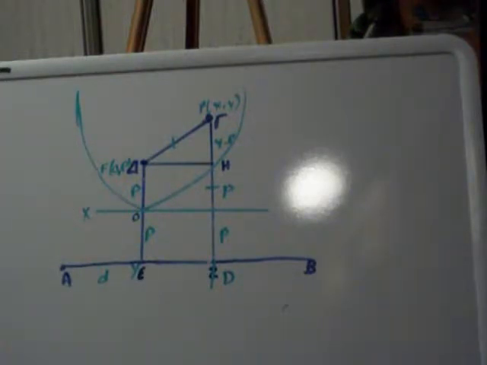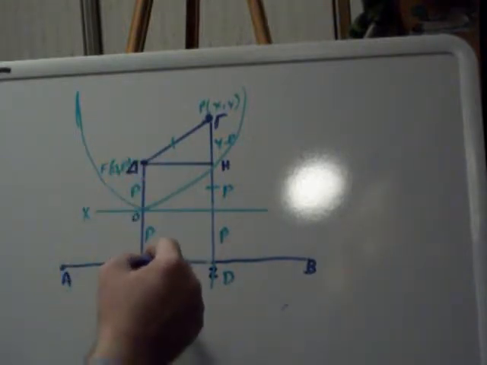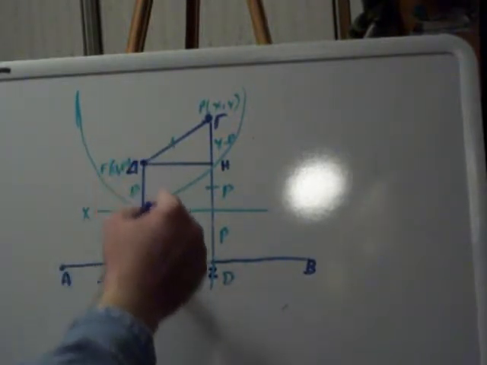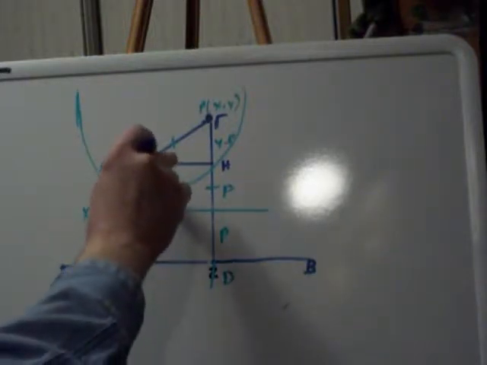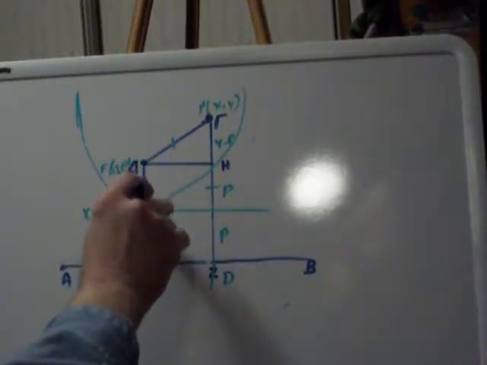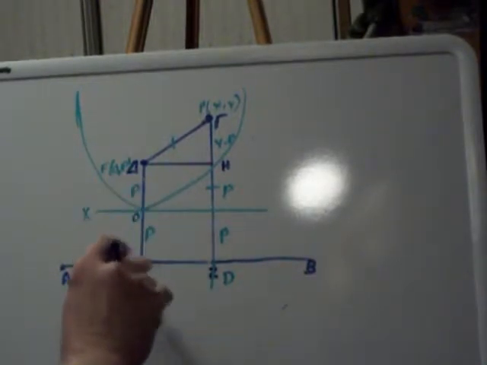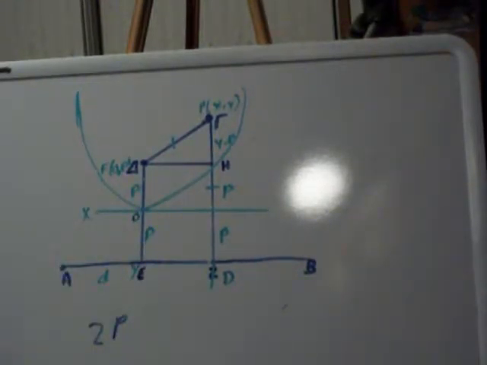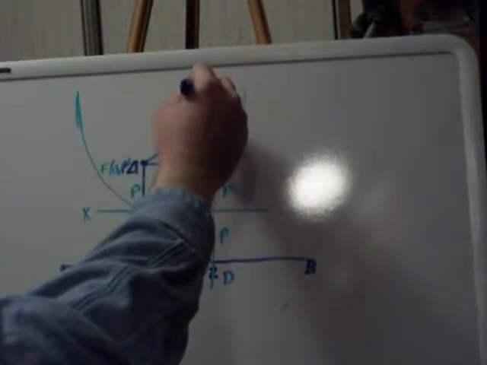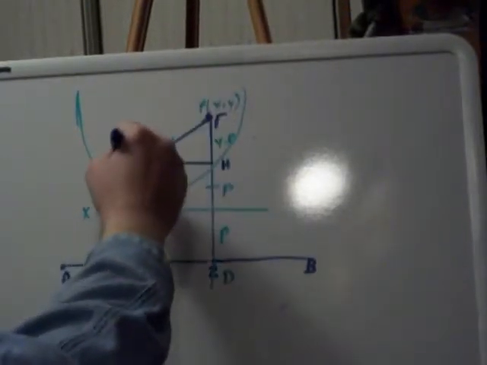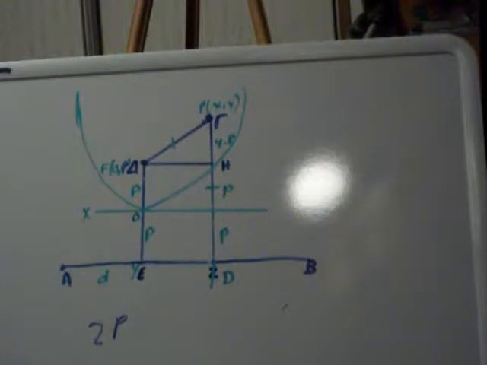Okay, now, what is the measurement of this line right here? Well, the measurement of this line right here is going to be 2p. That's what it's going to be. Because the distance from here to here is p, and the distance between here and here is also p. And by the way, this p right here is a lowercase p, whereas this one's an uppercase. This is a capital P, this is a lowercase p.